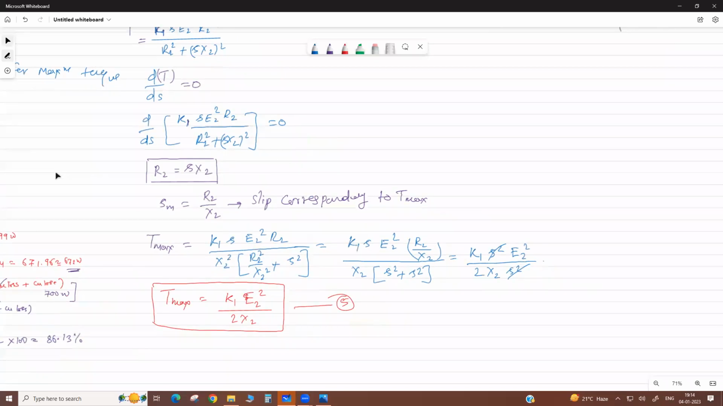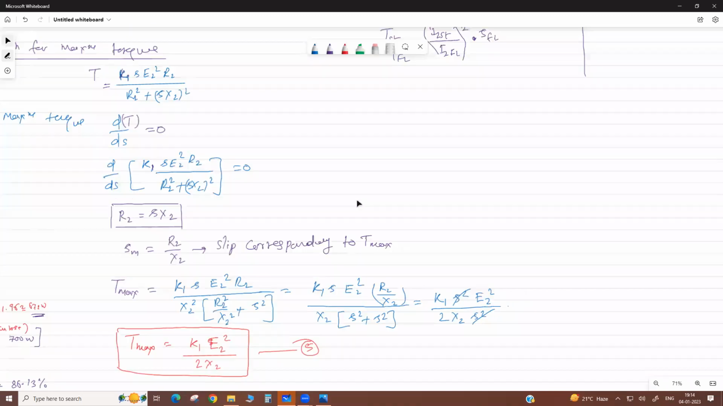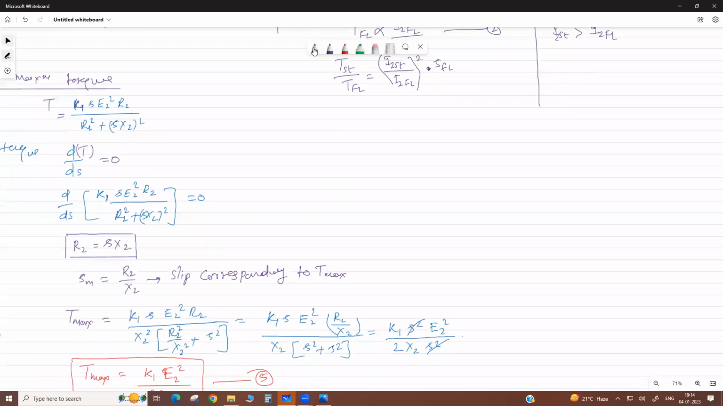Okay, dear. So it means your maximum torque does not depend on slip. Here, this slip is not there in it.